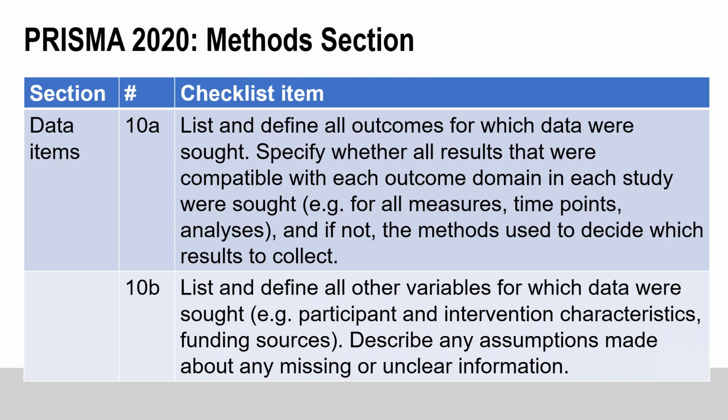process was. And then item 10B asked people to specify and define all the other variables for which they collected data on, such as participant and intervention characteristics and any funding sources of the included studies, and then any assumptions they might have had to make about any missing or unclear information within the included studies.